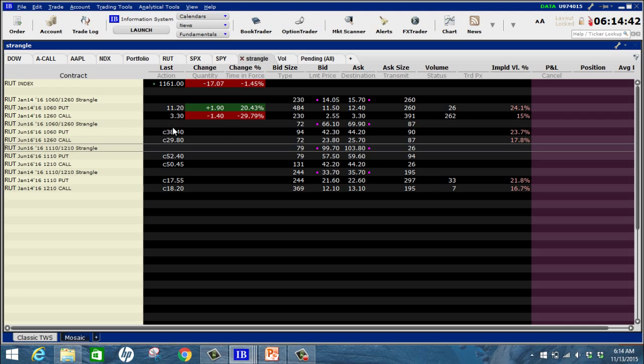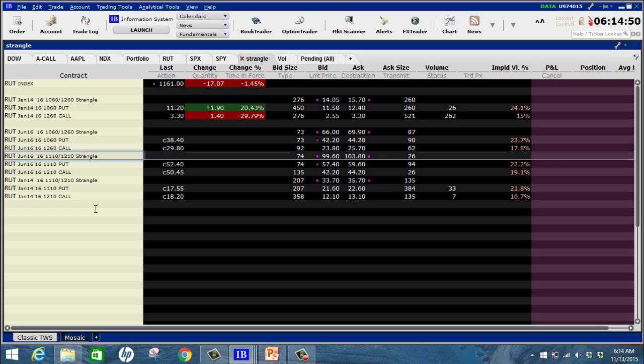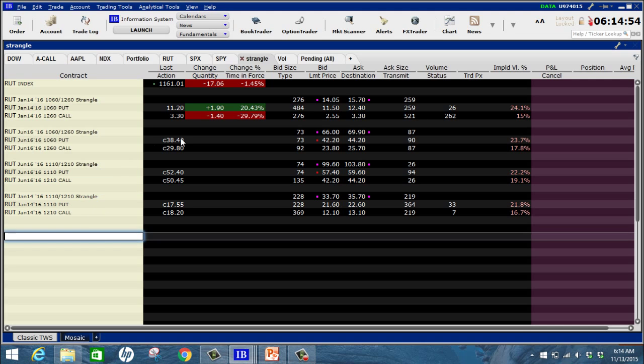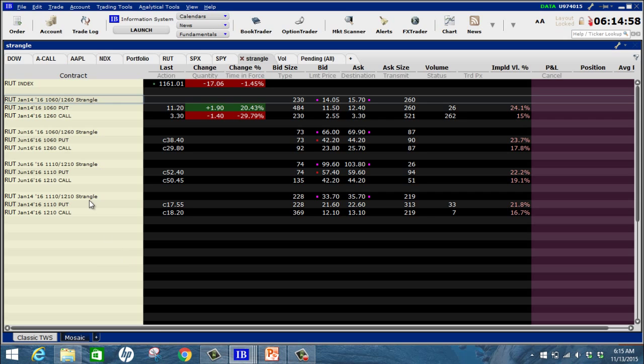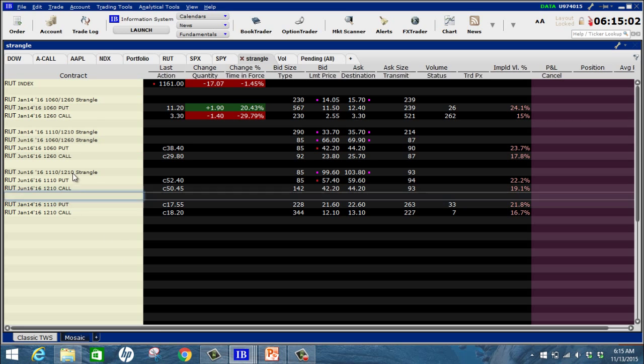You can see that Interactive Brokers adds the strangle trade and also the underlying options. So what I like to do is just separate these a little bit. Alright, so there you go. So here we can see the January. In fact, I usually like to keep the January ones together, so I'll move these ones up.